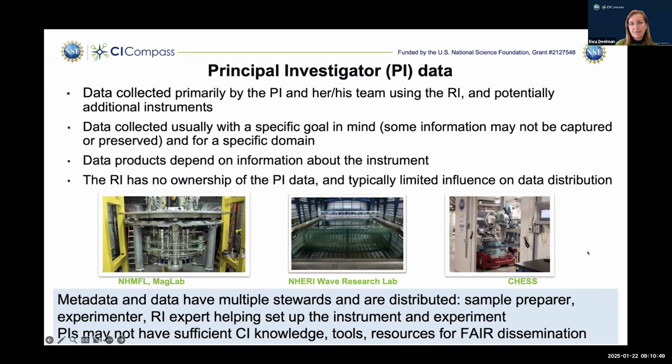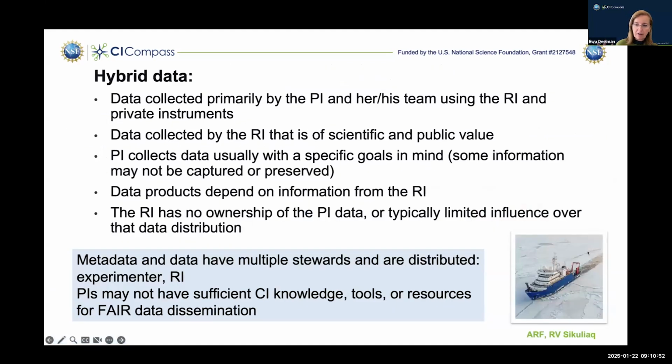And then also you have some hybrid data, where you can think now of research-going vessels, where the data is collected primarily by the PI, again for their own research during the cruise, using potentially their own instrument, but also the instruments on the research infrastructure on the ship. And then the data that's released to the public comes both from the research infrastructure, but also the data that's collected by the PIs is also of great scientific value.